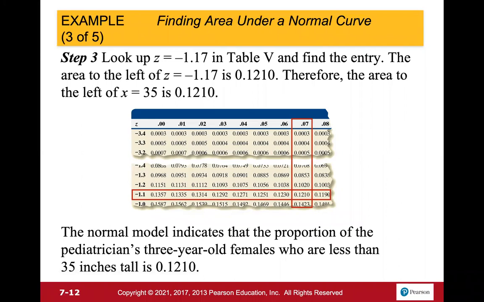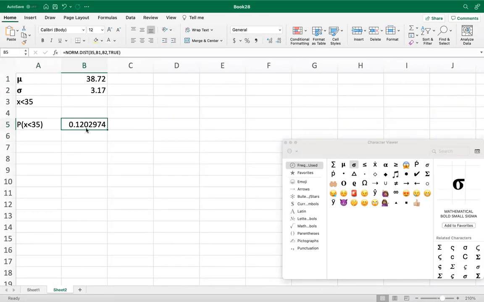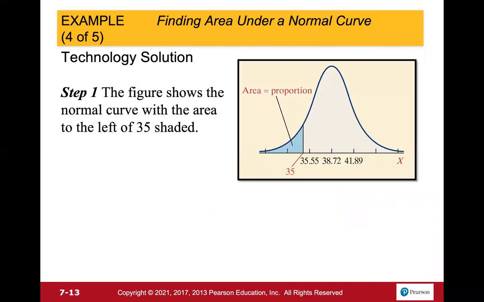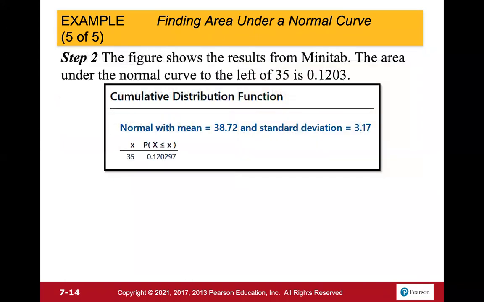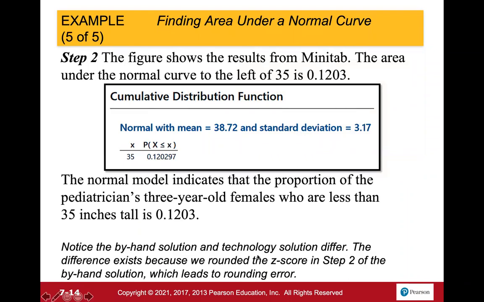Lastly, the normal model indicates that the proportion of the pediatrician's 3-year-old females who are less than 35 inches tall is 0.1210, or in our case, 0.1213. All right, now using technology, how did they find it? The figure shows Minitab, so they used Minitab in this example. See how they got something a little bit closer to what we got in Excel.